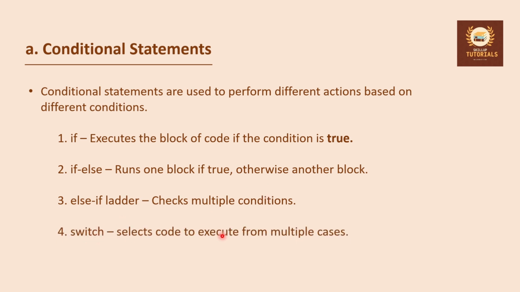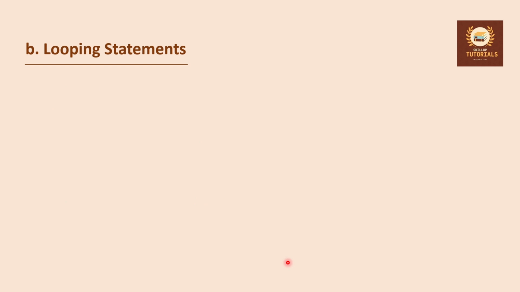Then what is meant by switch? Switch allows code to execute from multiple cases. Multiple cases will be there, and according to the condition met, the block of code will be executed. You can understand it more in the execution part.